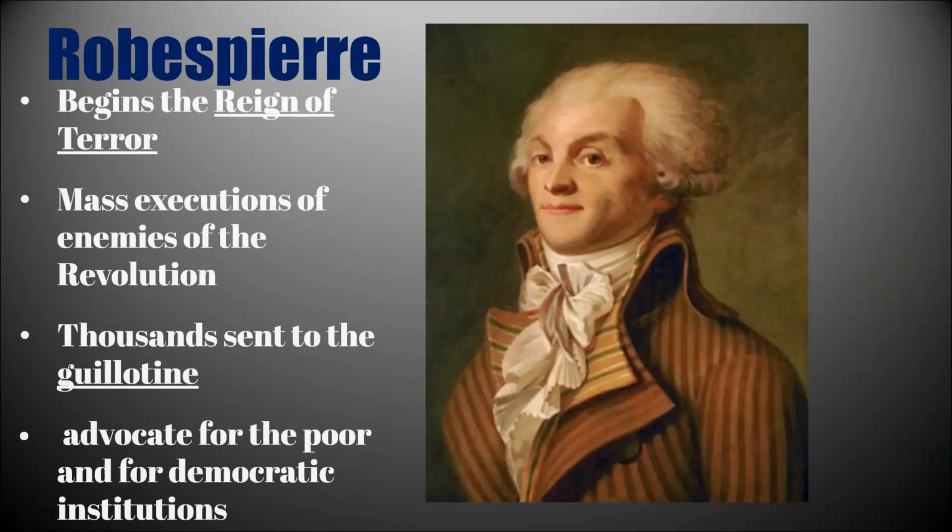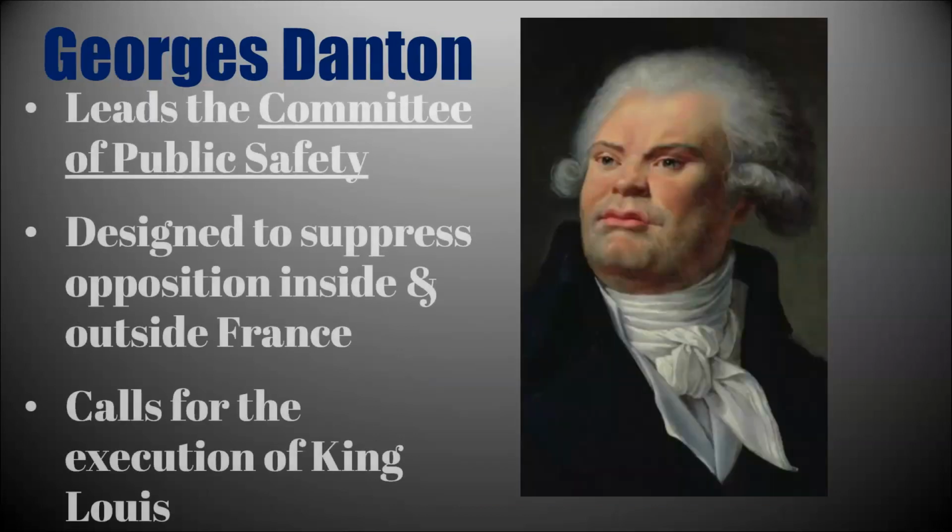and this transition of power to this guy named Robespierre that begins the Reign of Terror, where there's mass executions of enemies of the revolution. He sends ultimately thousands to the guillotine, where people get their heads chopped off, and is an advocate for the poor, for democratic institutions. But we will see next week or next episode how this is actually not going to turn out to be as peachy as we think it might be.